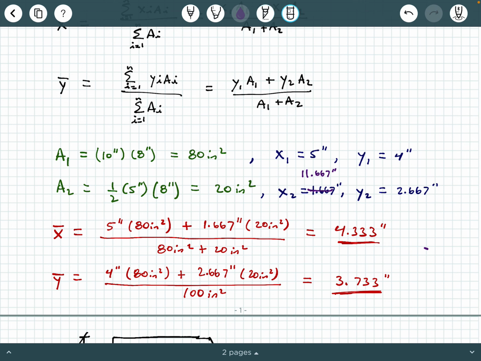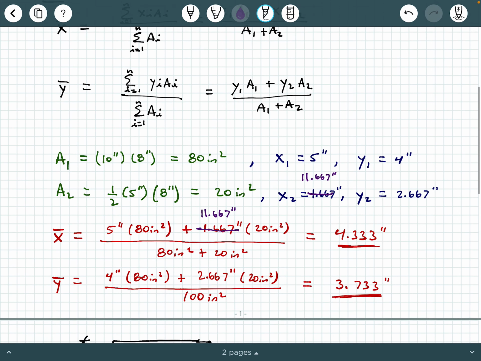Now what we're going to do is substitute these values into our X bar and Y bar equation. So where are we going to need to make a correction here from my mistake in my previous videos? Well, this 1.667 should be 11.667 inches, okay? Everything else is correct. So just as a recap, we say X1 times A1, right? That comes from this term. So that's 5 inches times 80 square inches plus X2, that's the correction from the last video, times A2, and then divided by the total area, A1 plus A2.